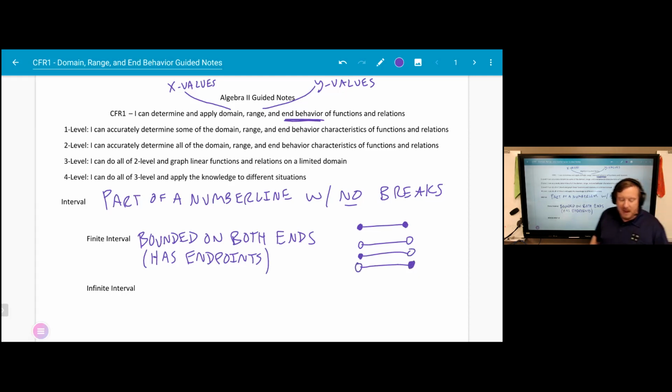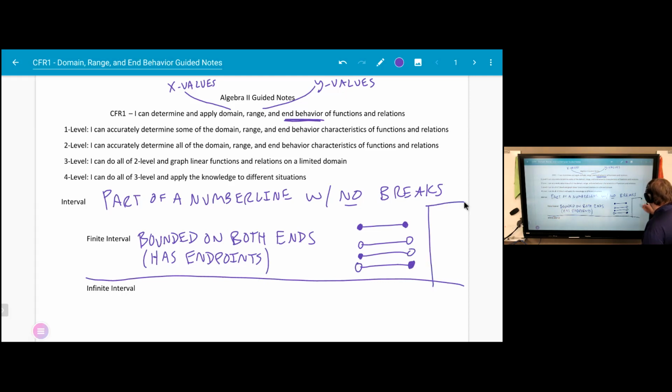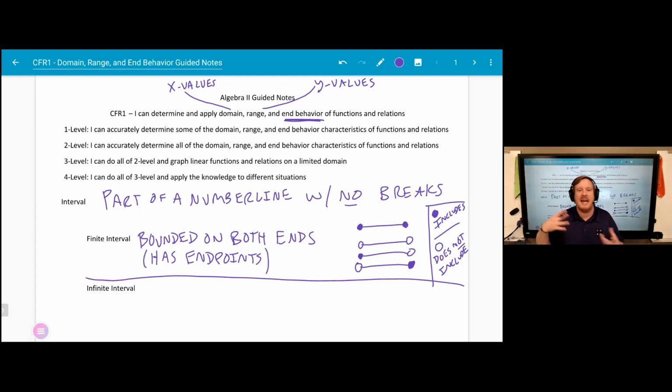Now, what does the open versus closed mean? I'm going to do a little aside here. If I've got this closed dot, that value is included in our set. So in other words, the closed dot includes, and the open dot does not include. And again, you're going to see what that means as we get more into it. I just want to introduce you to the language we're going to be using.